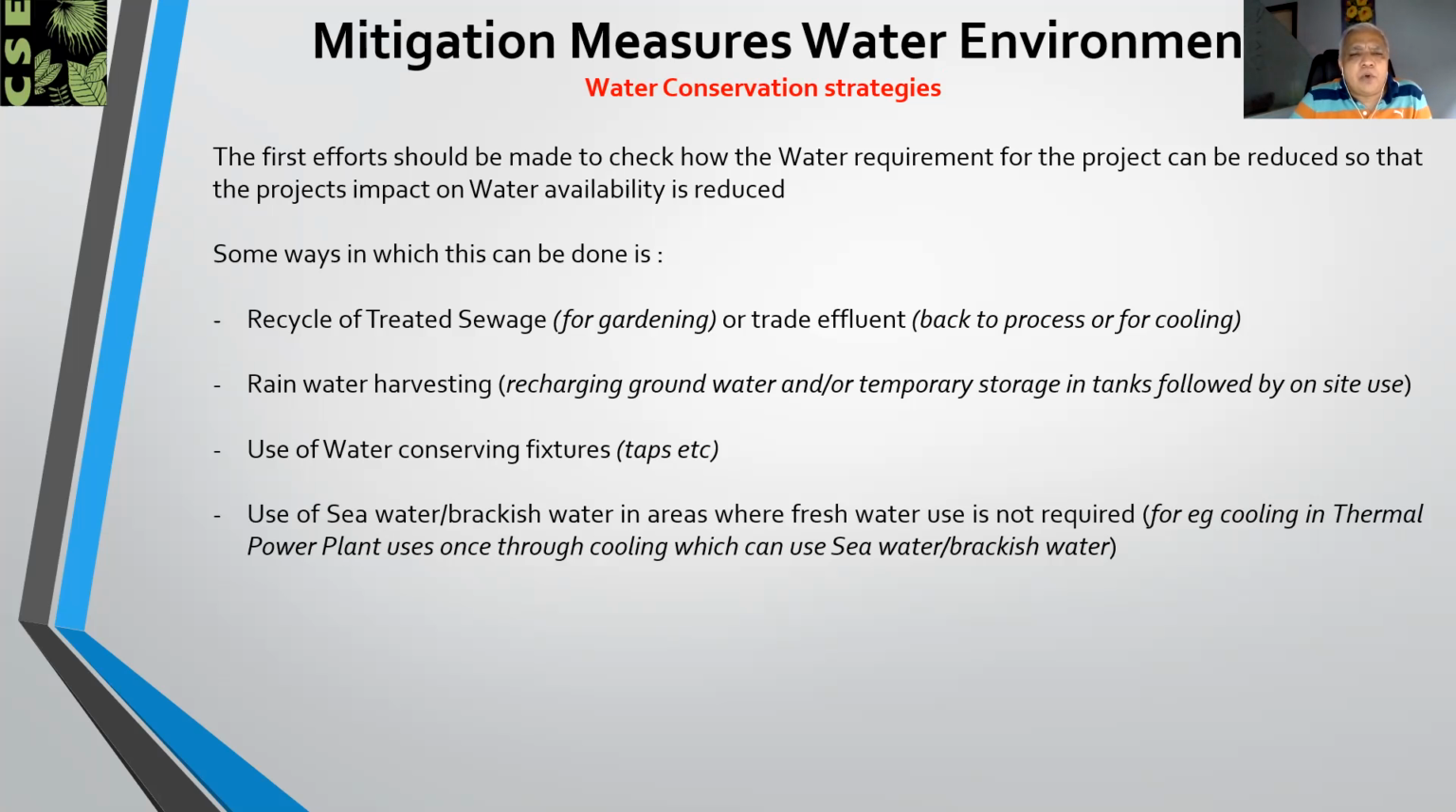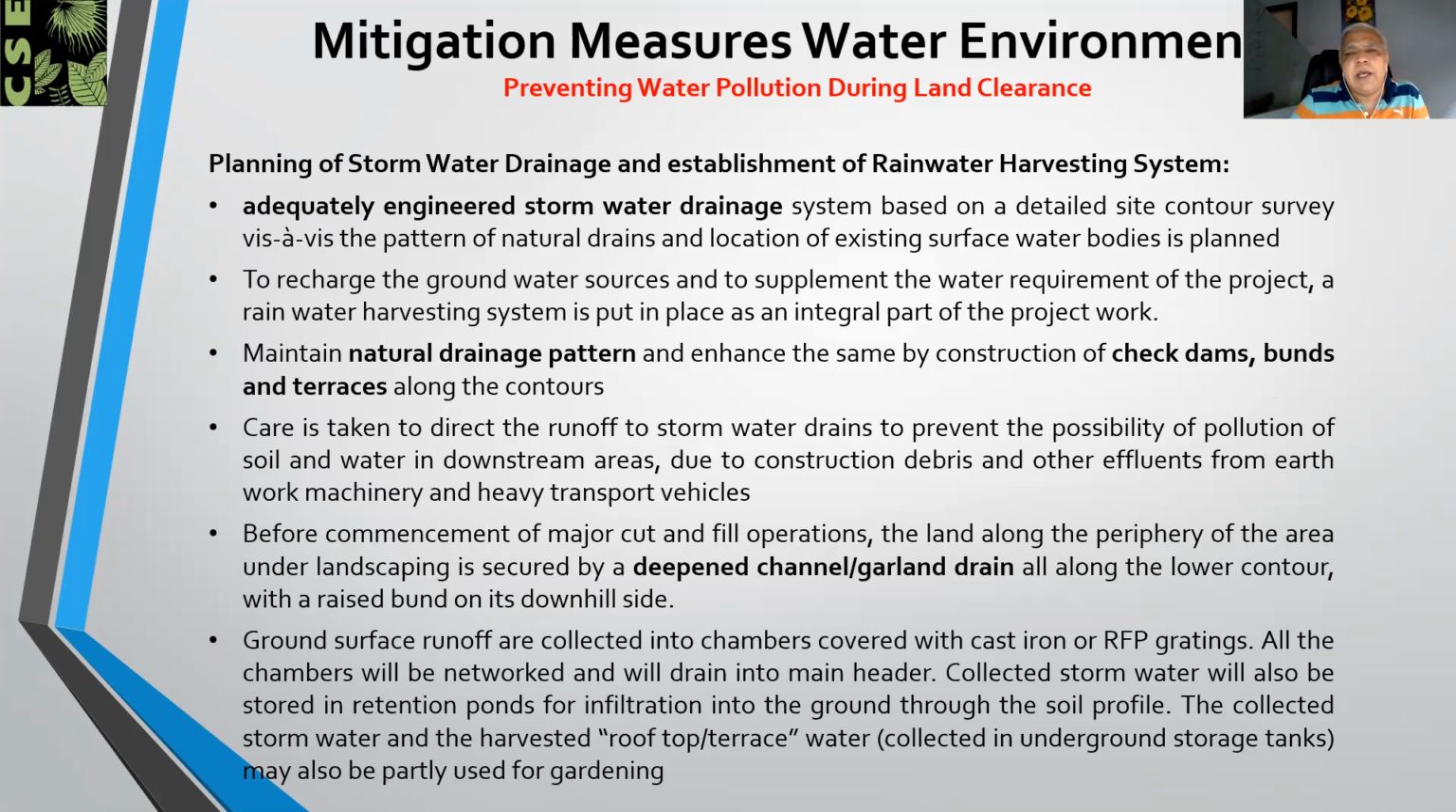Then we can provide water conserving fixtures like water conserving taps, which are special drip type taps which reduce water requirement drastically. And for some applications like thermal power plants, for cooling, we can provide sea water or brackish water. There, once through cooling can be provided, and therefore the water can have a higher TDS content.